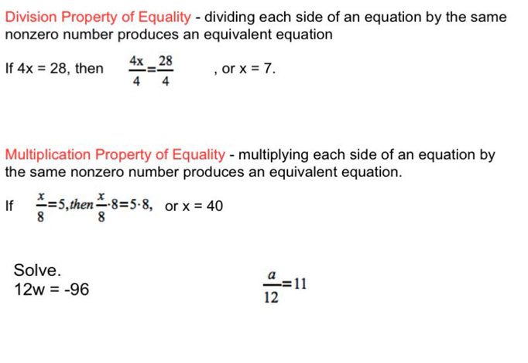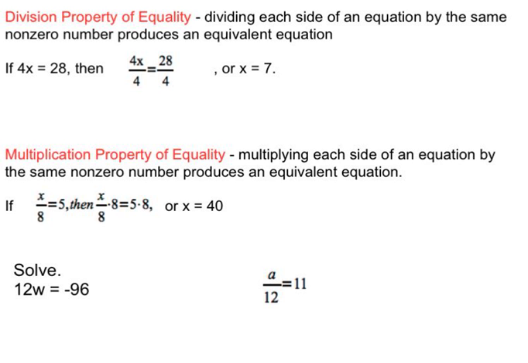So we're dealing with multiplication and division now, and how you solve equations using multiplication and division. So let's look at it. There's a couple of important things to know. The division property of equality. That means dividing each side of an equation by the same non-zero number produces an equivalent equation.